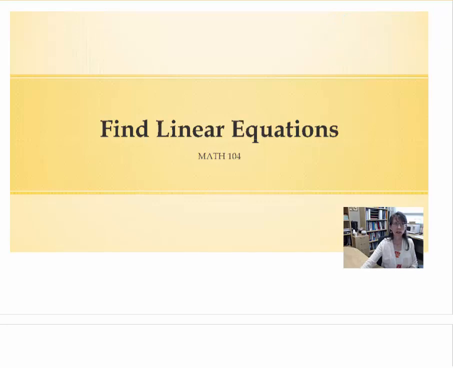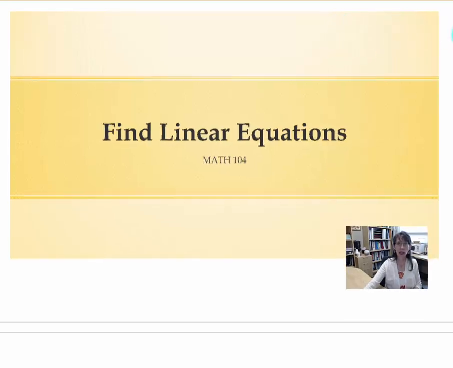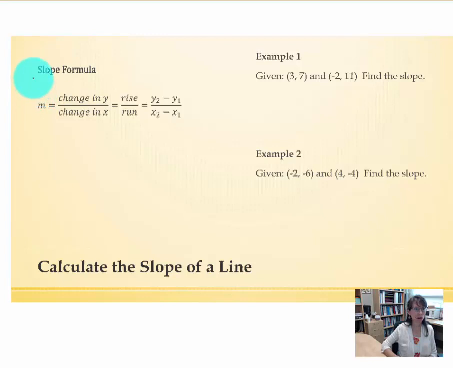In this video, we're going to talk about how to find linear equations. The first thing we'll need to talk about is the slope formula. The slope is represented by the variable m, and that is found by taking the change in y and dividing that by the change in x. And by that, we mean taking the difference in the y values and dividing by the difference in the x values.